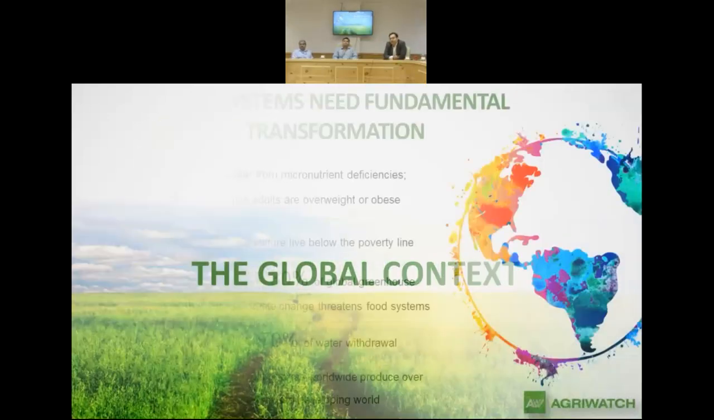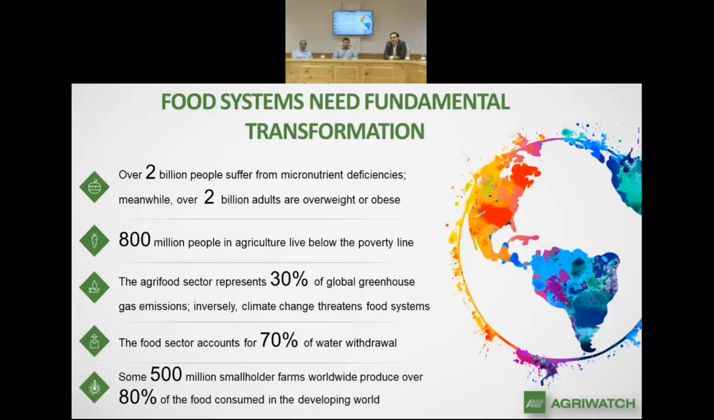Now let's understand a little bit of global context. We live in a world which needs a fundamental change in the way food systems are run, across multiple facets of the food system itself. We are living in a world which has 2 billion people suffering from micronutrient deficiency, while 2 billion adults are overweight. So our consumption patterns have to change. 800 million people in agriculture live below the poverty line, and these are the people who produce 80% of the food we consume. The agri-food sector represents 30% of global greenhouse gas emissions, directly and indirectly. Directly 25%, another 5% because of the transportation of agri products, the food processing industry, and the use of nitrogen. So overall 30%, which is just next to energy itself.